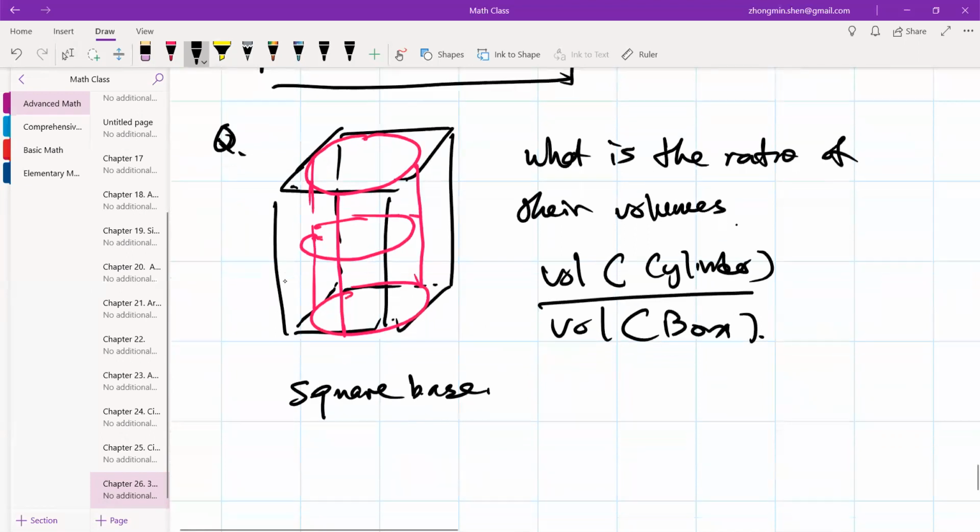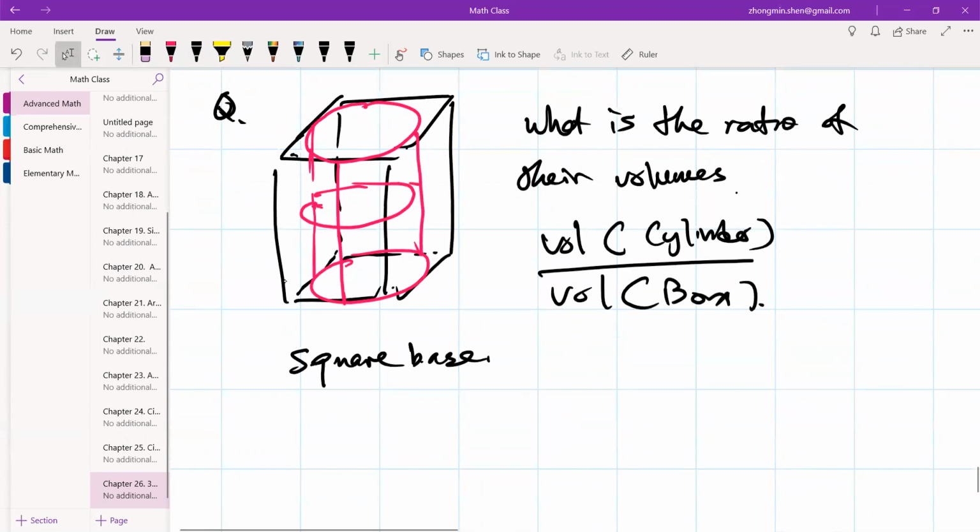The height is not given, the radius is not given, but you should be able to calculate it. You know what percentage of the box is going to be occupied by the cylinder. Edward says pi over 4. Anybody else? Sophia says pi over 4. Are you sure? 100%?